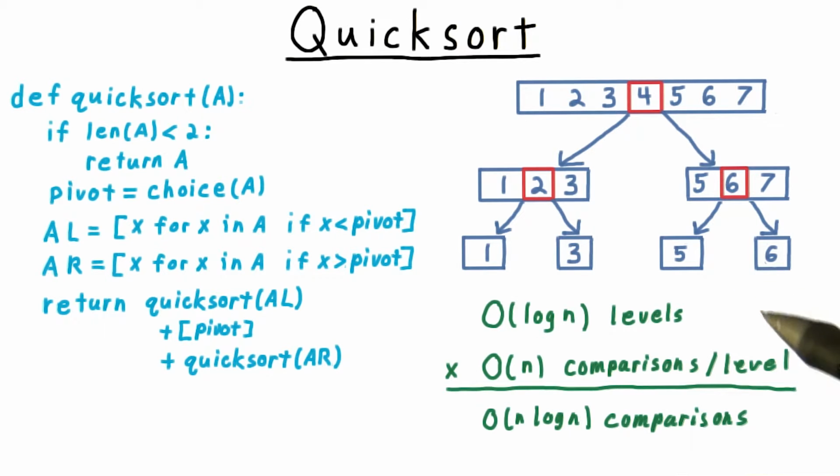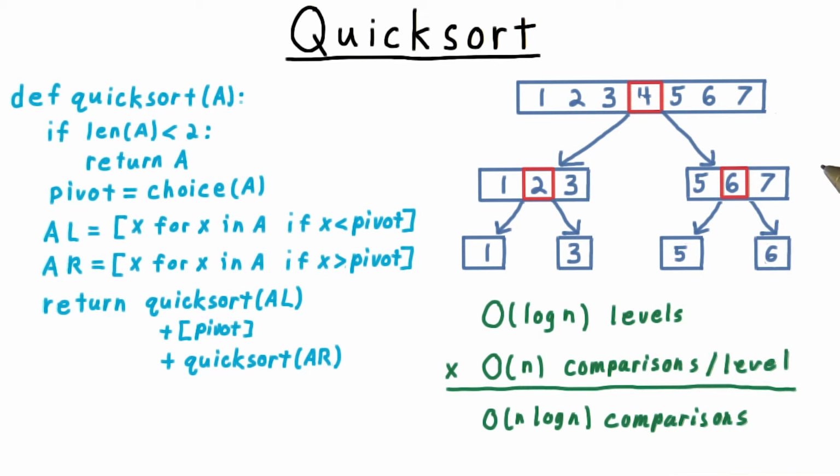Because the size of the lists get cut in half with each call, there are only log n levels to the tree, and every element gets compared with a pivot in a call to quicksort, so there are order n comparisons at each level, for a total of n log n comparisons overall. That's if we're lucky and pick the middle element every time.